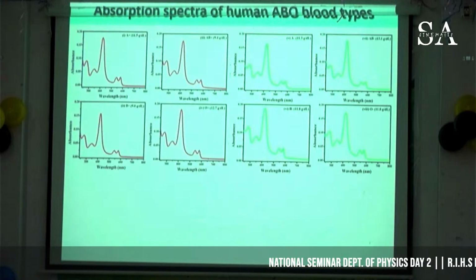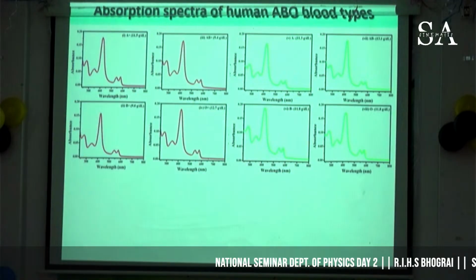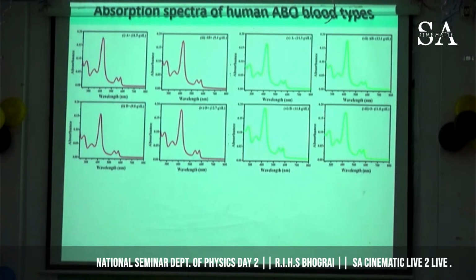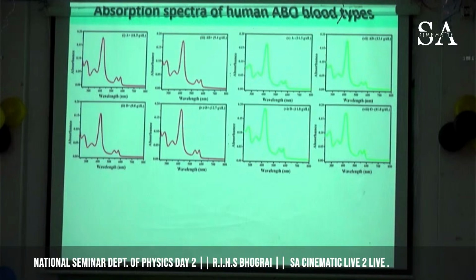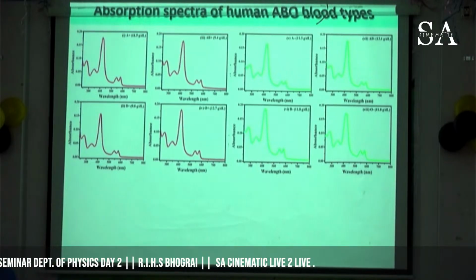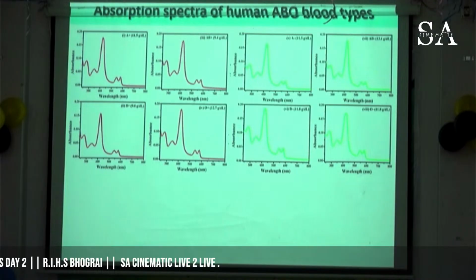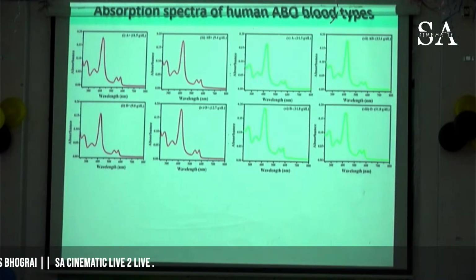Now we have tested this in human blood. This is the practical application of this technique we are talking about. We have taken volunteers, we have donated blood, and we have done this with many patients with different blood groups. So how many blood groups do we have?